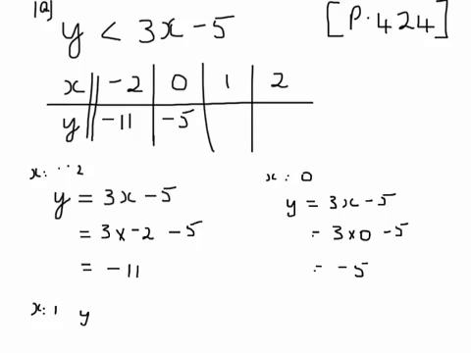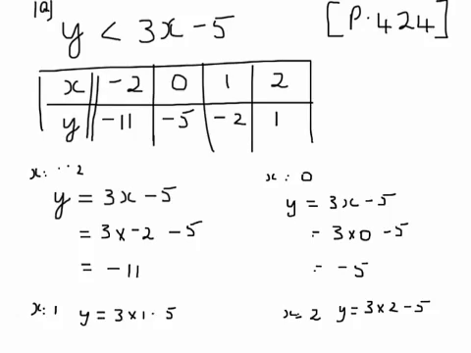So that means y is equal to 3 times 1, take away 5. 3 times 1 is 3. Take away 5. On your calculator you'll get -2. And when x is equal to 2, y is equal to 3 times 2, take away 5. 3 times 2 is 6, take away 5 will give me 1, and your calculator will show you that. So there's my table of values, and now what I'm going to do is graph those.